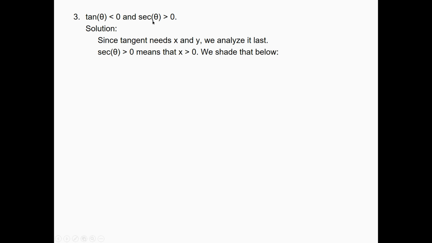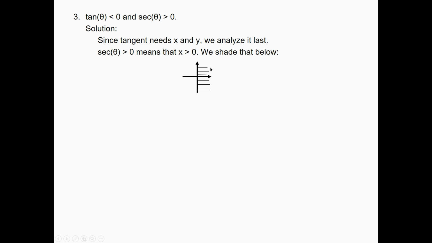Okay, number 3. The tangent of theta is less than 0, but the cosecant of theta is greater than 0. Now the secant is the reciprocal of the cosine. The tangent needs both x and y, so we'll do it last. So secant of theta uses x. So x is greater than 0.